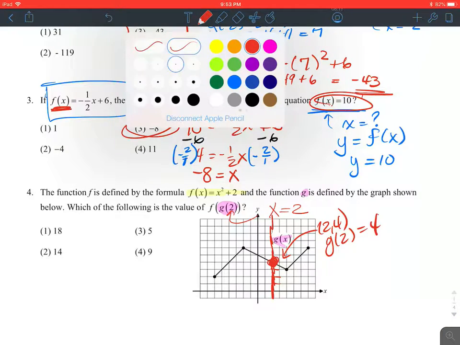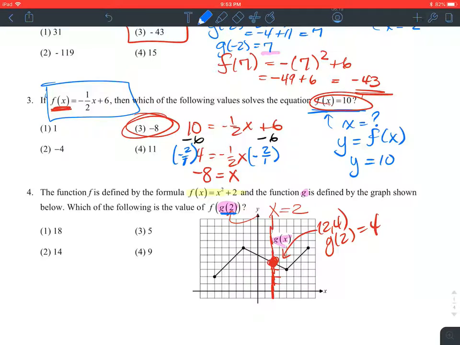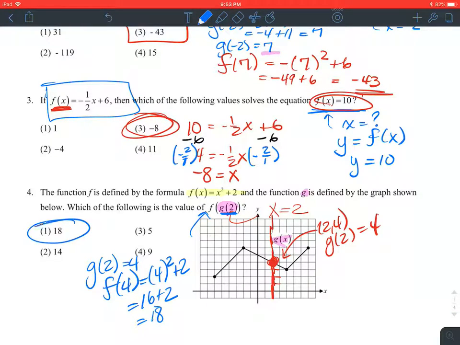Now that I know what g of 2 is, I can replace this with that value and evaluate the function f. So since g of 2 is 4, I want to now find out what f of 4 is. This function takes the input and squares it, and then adds 2. 16 plus 2, or 18, which is answer choice number 1.